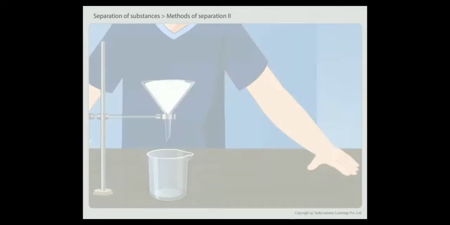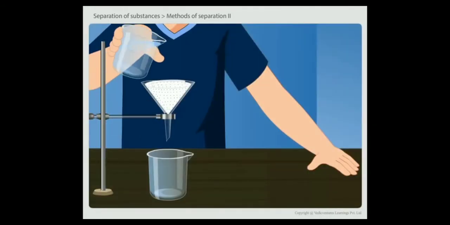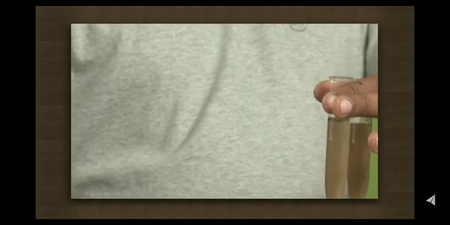Now we are using filter paper. This process is similar to what we have seen before. So here the filter paper also has some pores which are obstructing the solid particles from moving down into the beaker, and clean water is being collected in the beaker.